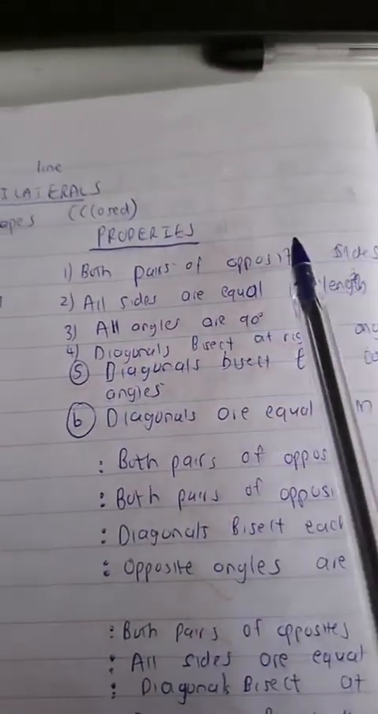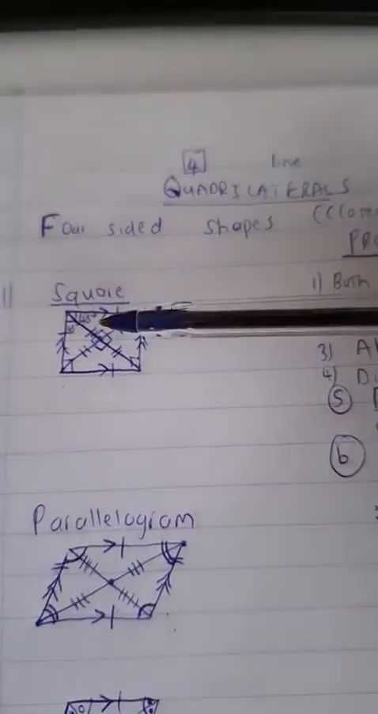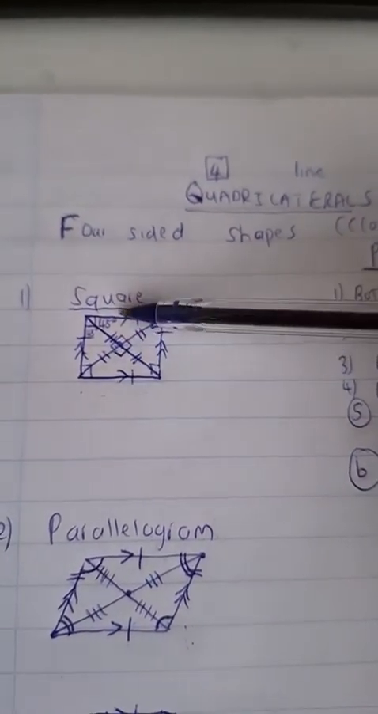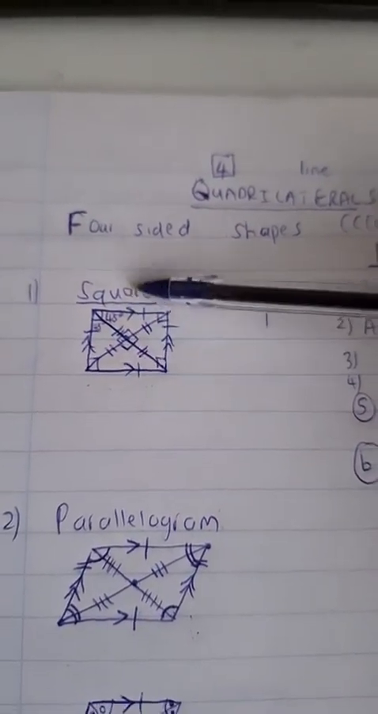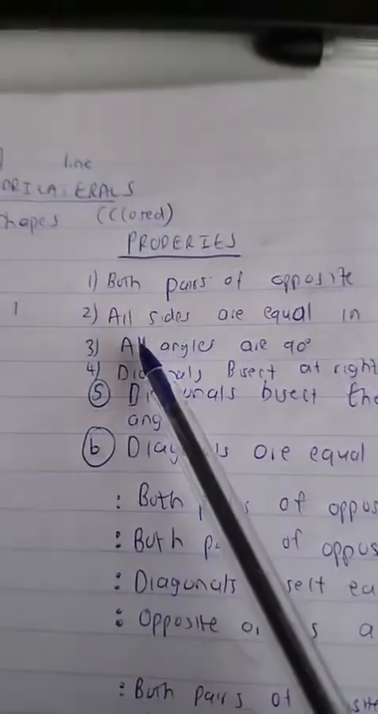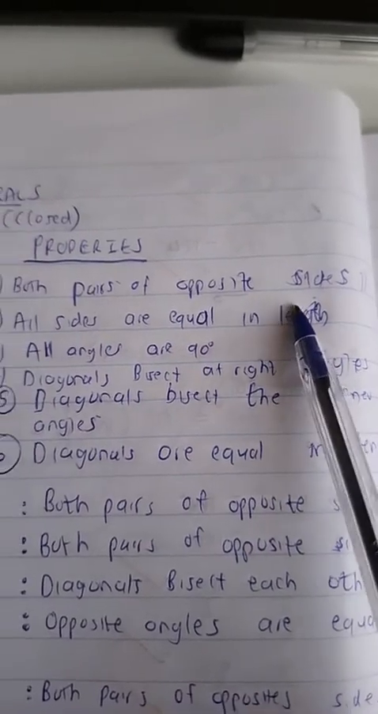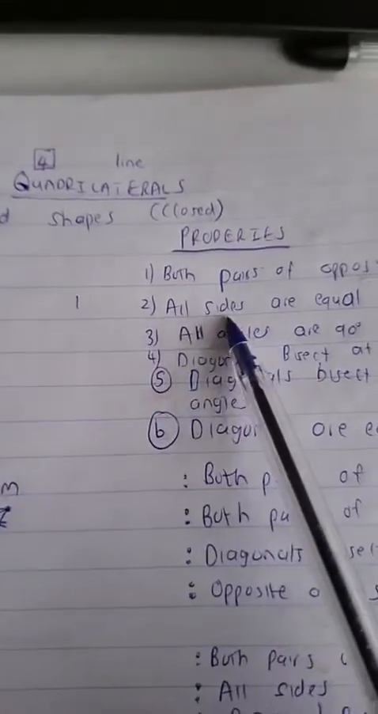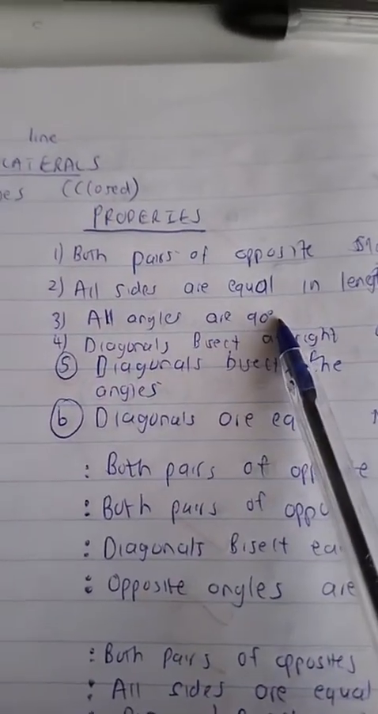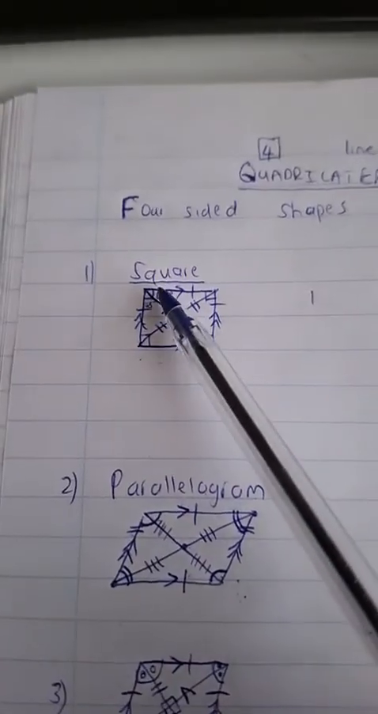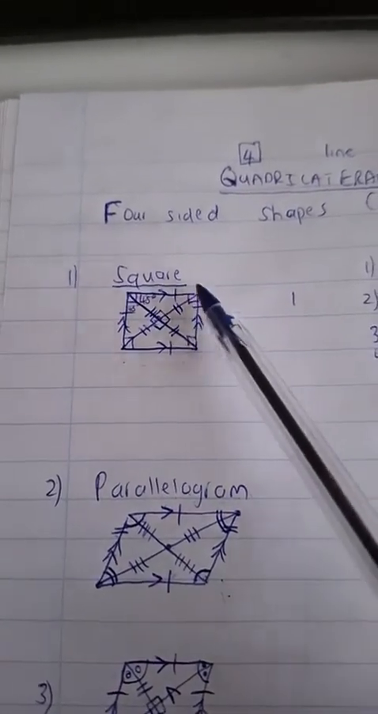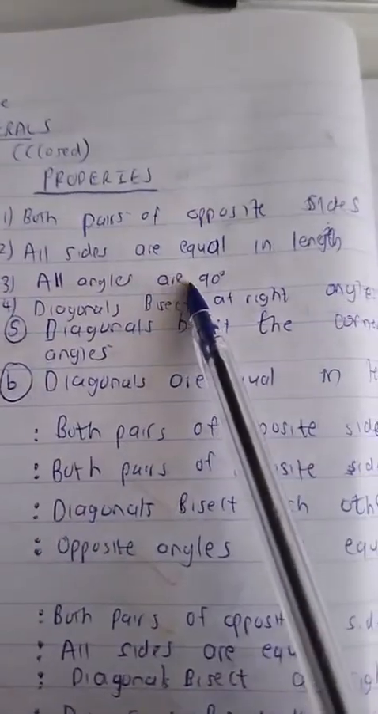So we looked at the square last time, all right? And there's a nice shape there. But what did we learn about it? We learned that both pairs of opposite sides of a square are parallel. Okay. Then we learned that all sides of a square are equal in length. We then learned that all angles are 90 degrees. All angles of a square are 90 respectively.